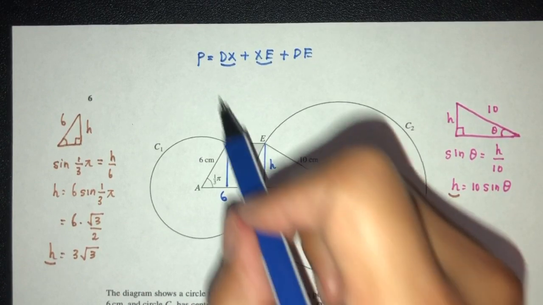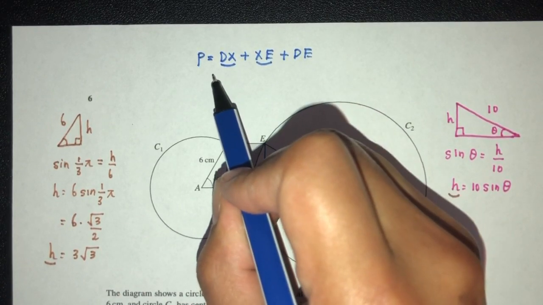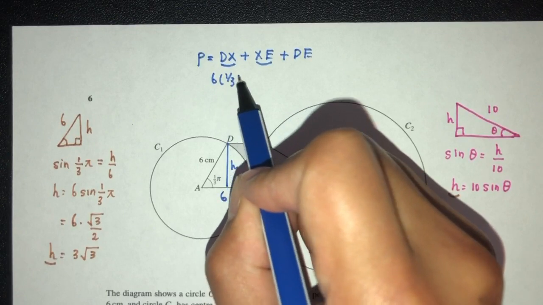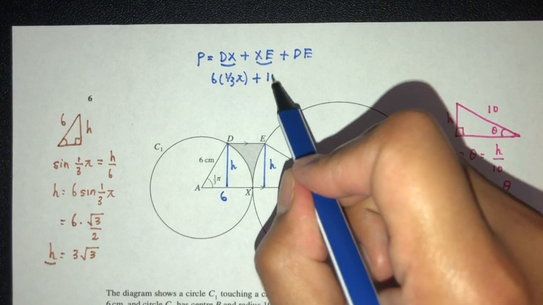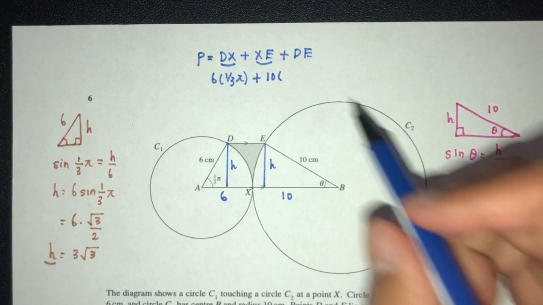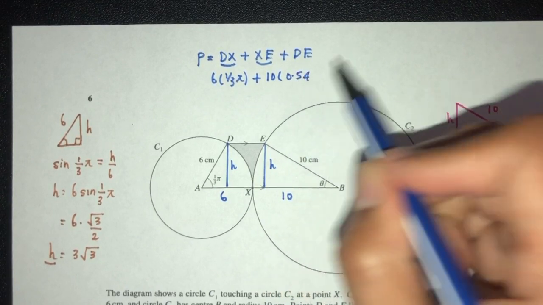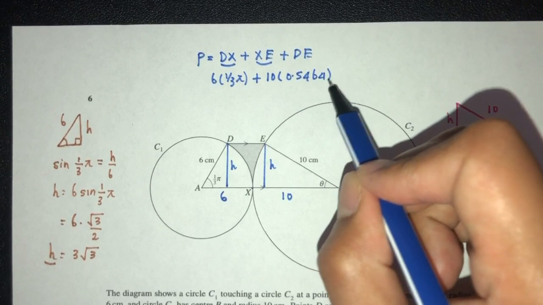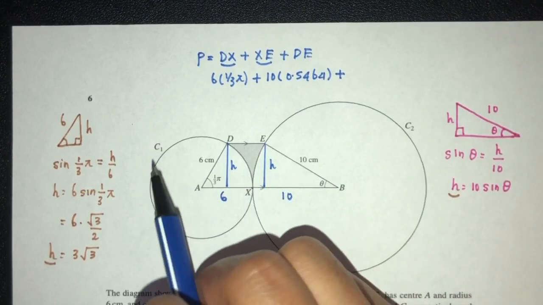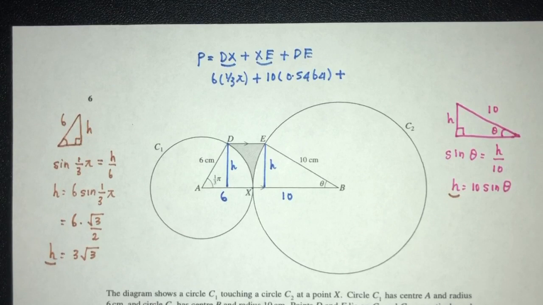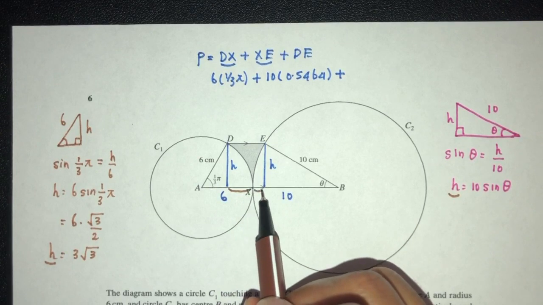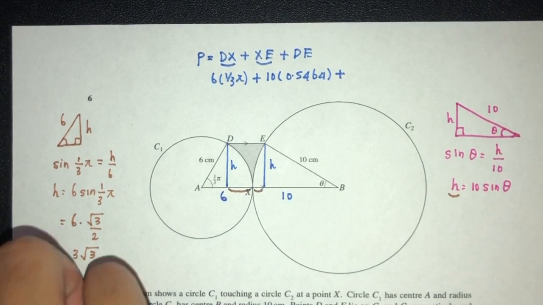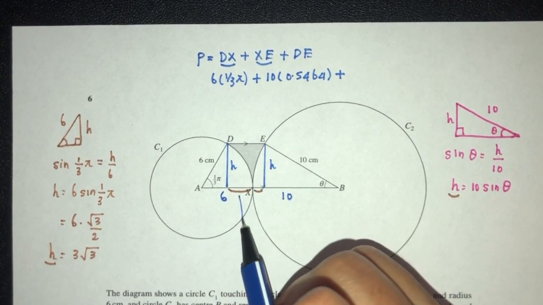Arc length is r theta, so for DX, r is 6 times theta. XE is this one, r is 10 times theta. The angle here is 0.5464, and plus DE. How would you find DE? So let's observe. DE can be broken down into two pieces. DE can be this part plus this part. Right. Now, let's first find this part.